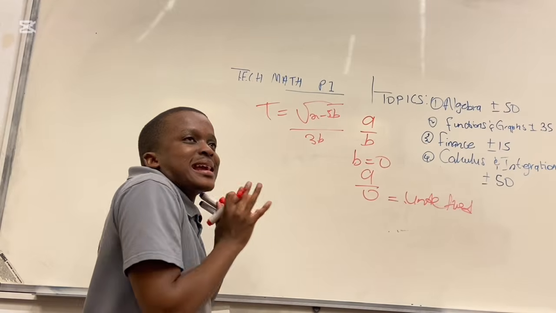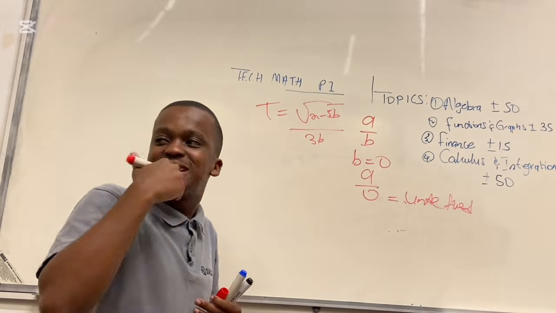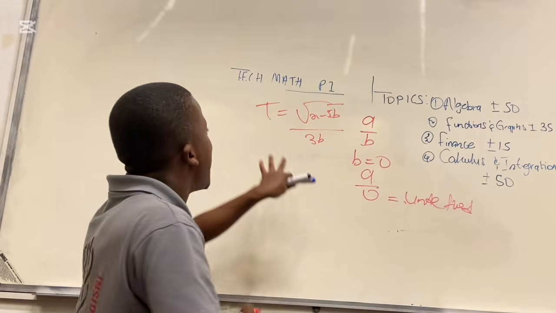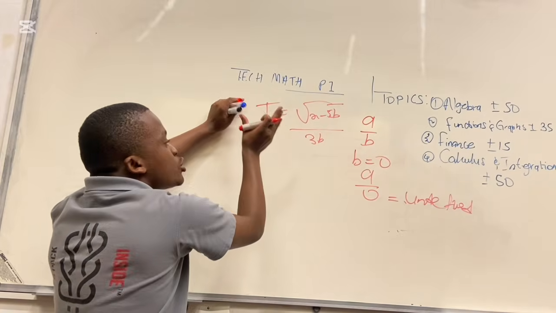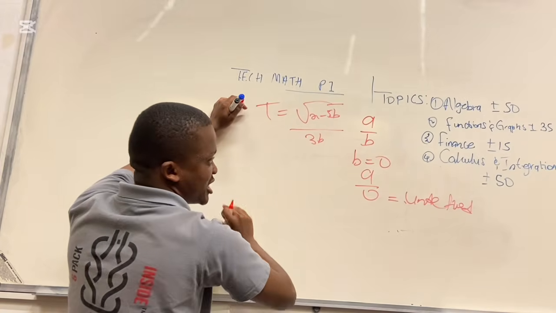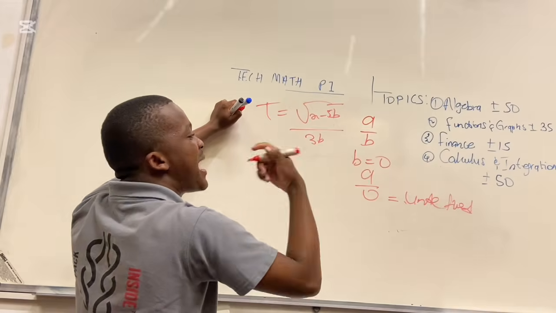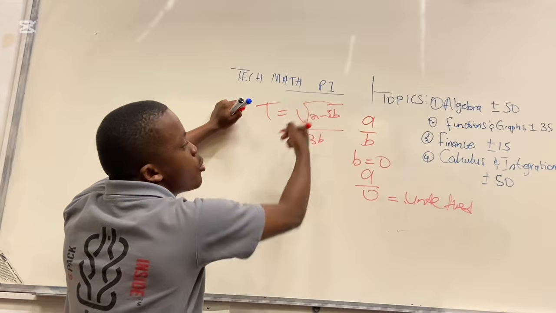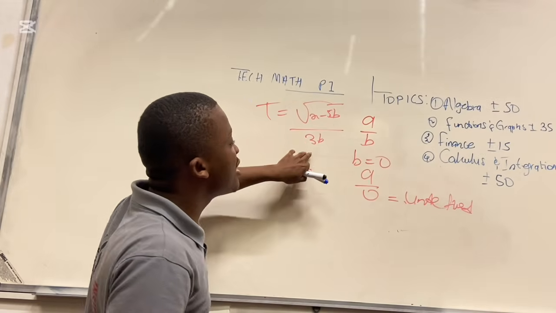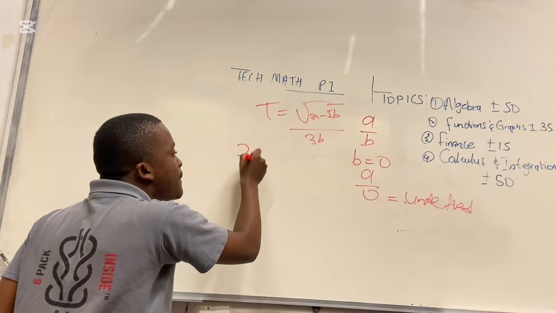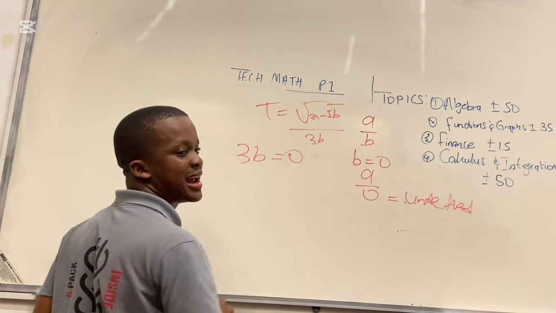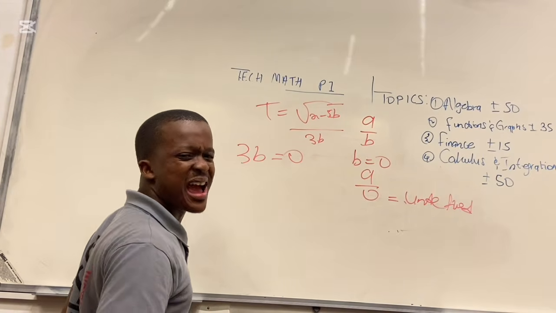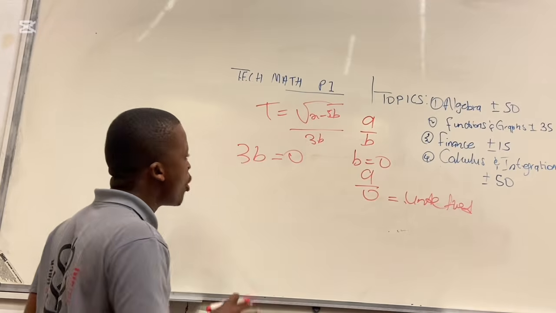Determine the numerical value of b for which t is undefined. t is equal to this fraction. So it is undefined when this fraction's denominator 3b is equal to 0. Do you see? They want the numerical value of b.